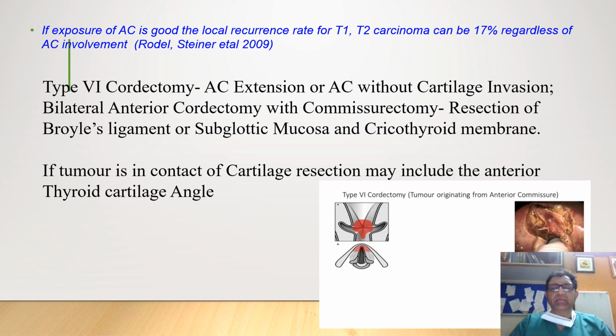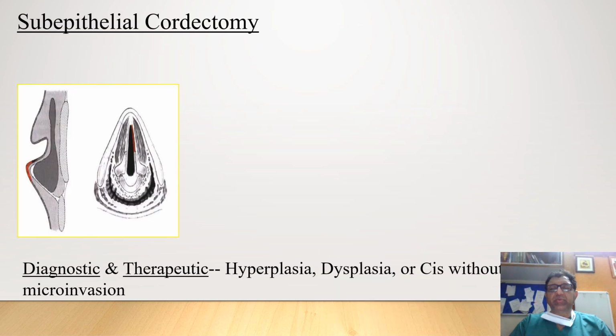So this is a diagrammatic representation of type 6 cordectomy, that is supracommissurectomy. Subepithelial cordectomy, again like this. It is used for both diagnostic purposes, as I told you about, single stage, and indicated for hyperplasia, dysplasia, and carcinoma in situ without microinvasion.